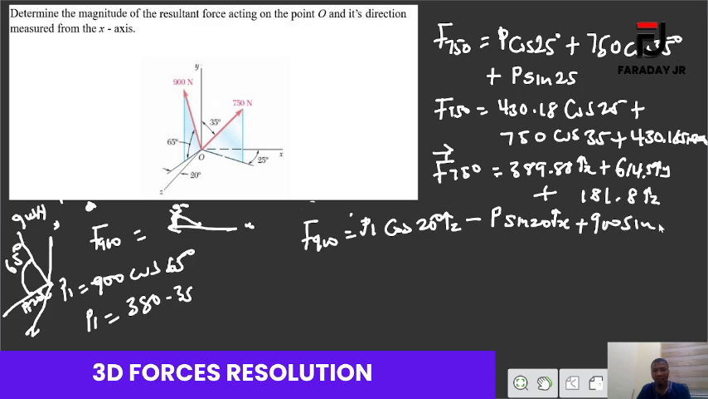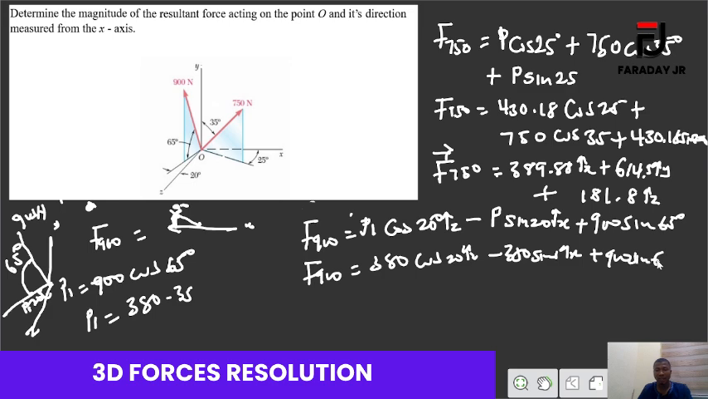Sine 65 degrees. So the force 900 total resultant will be P. We know the value of P, right? P is the same as 380 cos 20 Iz. And then finally we have the negative P, which is 350 sine 20 Ix. And then finally we have 900 sine 65.